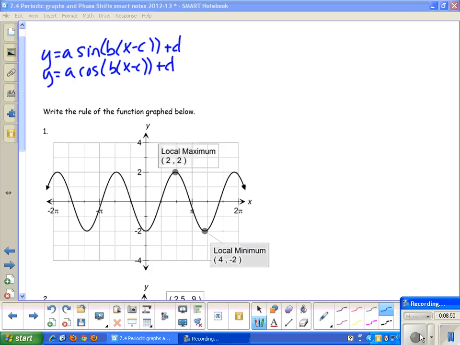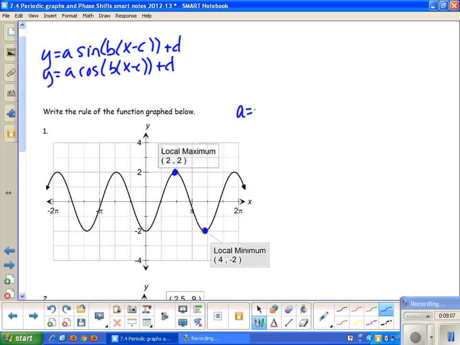So I always like to write down the equations because it helps me kind of figure out what I need to find. So the easiest thing to find first is usually your amplitude and your vertical shift using your max and min values. So I know that I have a maximum right here and a minimum right there. So in this case, if I want to find my A value, again, remember it's your maximum minus your minimum, divided by 2.